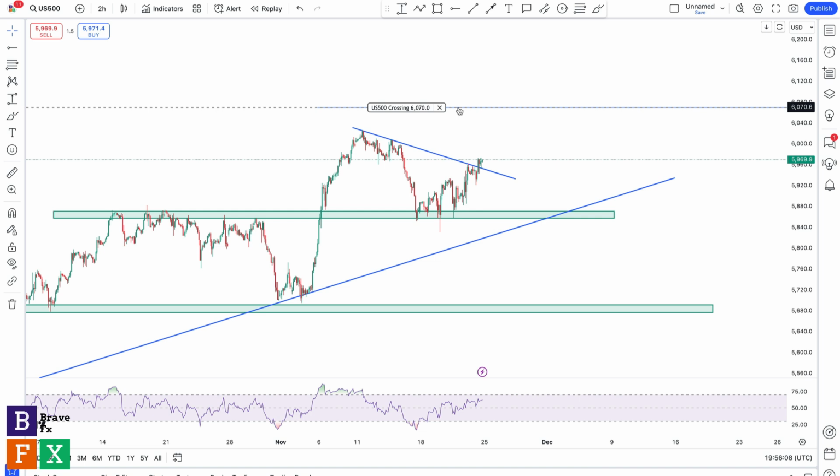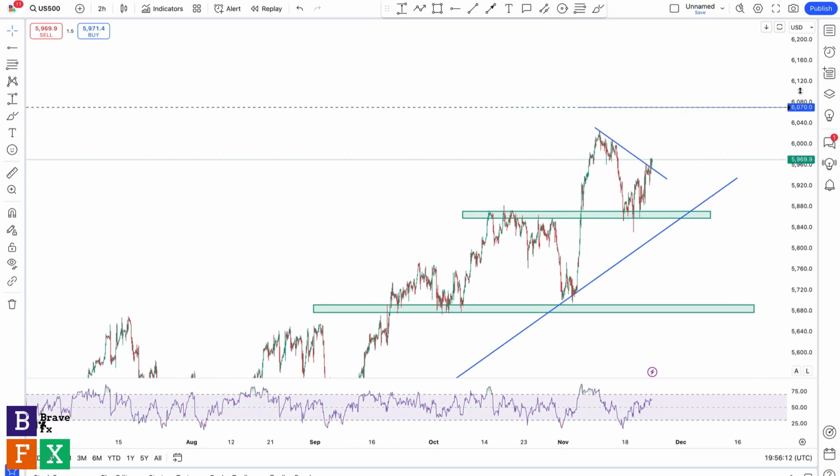That's it briefly for this week's analysis. I'm not going short on US500 right now. I don't see any reason why you'd want to go short on this chart.